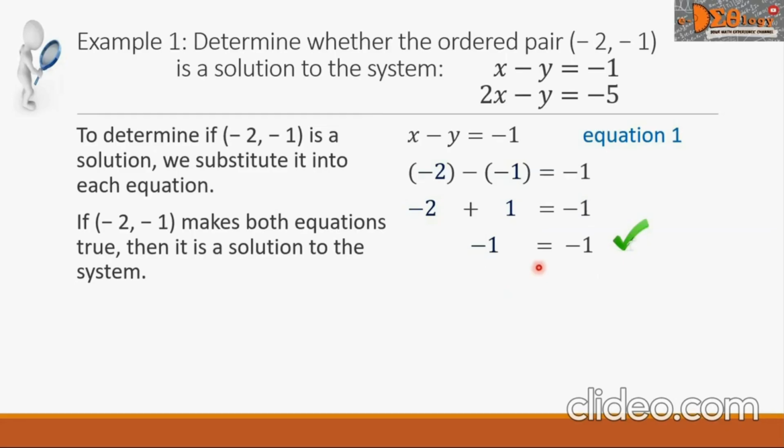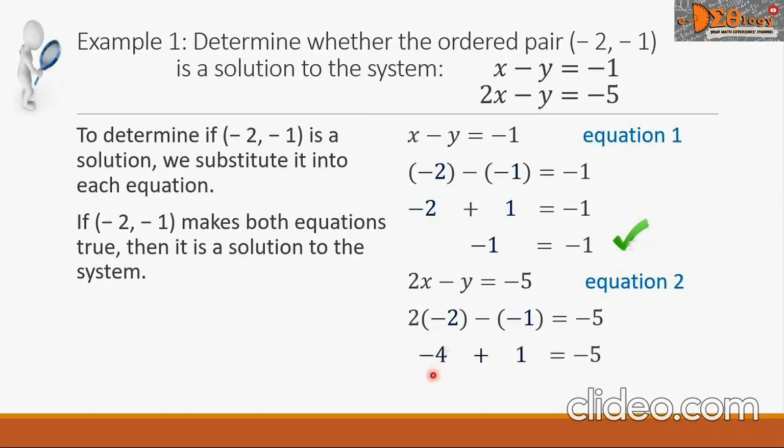Let's take the second equation. 2x minus y equals -5. Substituting the values respectively, we have now 2 times x becomes -2, then minus y is now -1, and the right side is -5. Simplifying further, 2 times negative 2 will be negative 4. This negative sign and the negative 1 here becomes positive 1. And this is equal to negative 5.